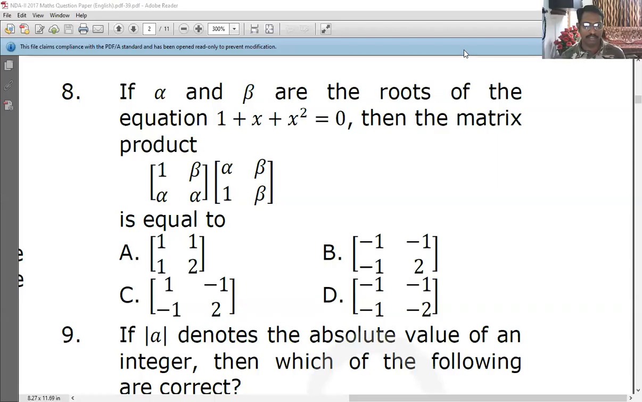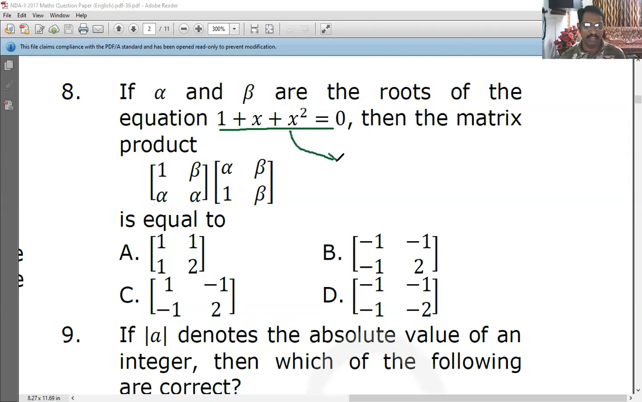Let us solve the next problem, which is about matrices. Alpha and beta are the roots of the equation. The equation is given, then the matrix product is given, which is equal to something, and we have to find the value. So seeing this equation, what comes into your mind?